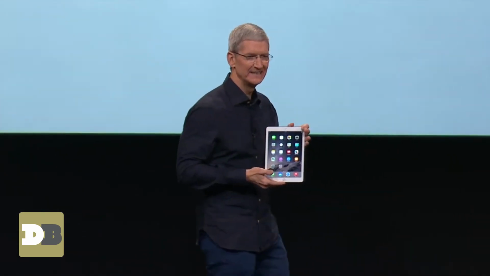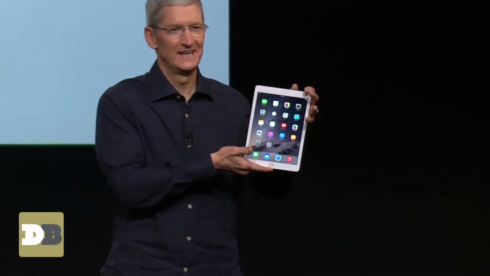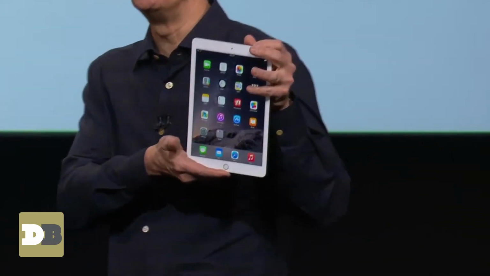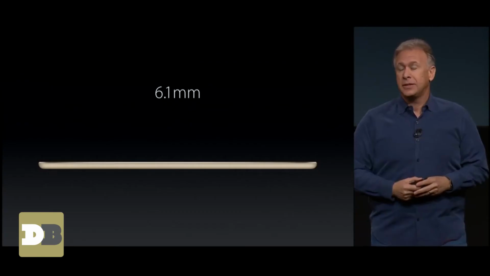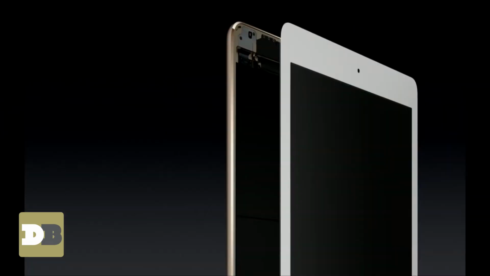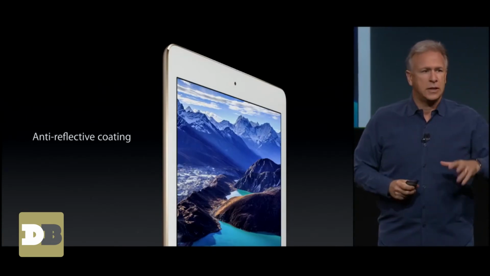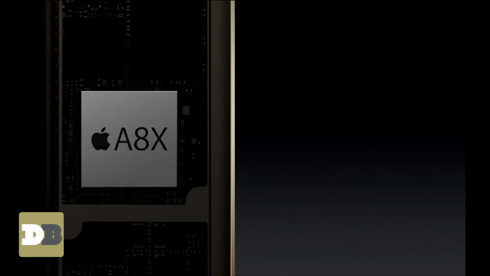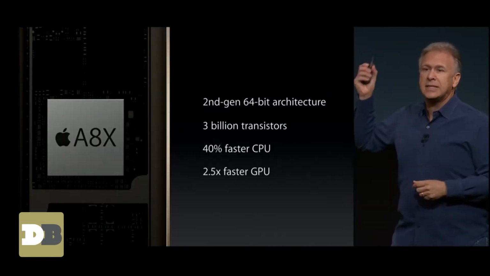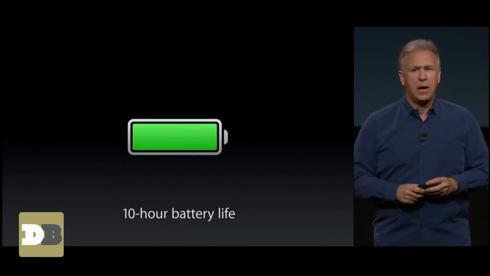This is the new iPad Air 2. Just 6.1 millimeters thin. The display with no air gap. We've now created an anti-reflective coating for this multi-touch surface. A whole new generation chip, A8X, 64-bit architecture. It has 3 billion transistors, 10 hours of battery.